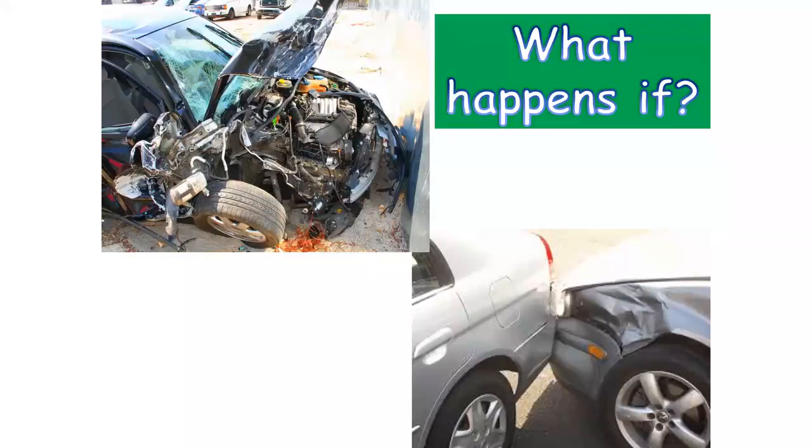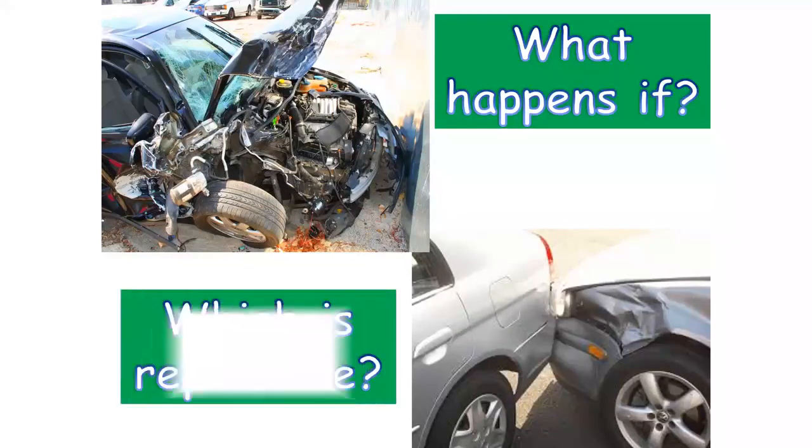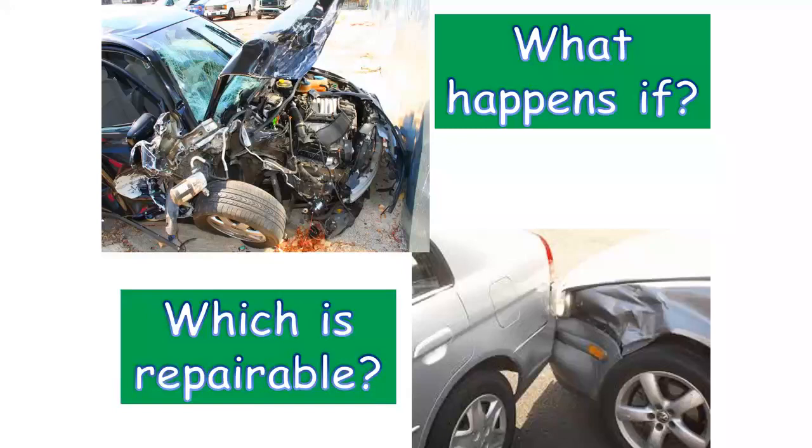What happens if you have this mild car accident and you have this severe car accident? Okay, which is repairable? This one? Yes, this one is repairable. So if I can repair this, I'm going to repair the car. This one is not repairable. So what I'm going to do with this car? Okay, I'm going to get rid of this car. So it is irreparable, so I'm going to get rid of this car, but I'm going to repair this one. And this is the concept of apoptosis.